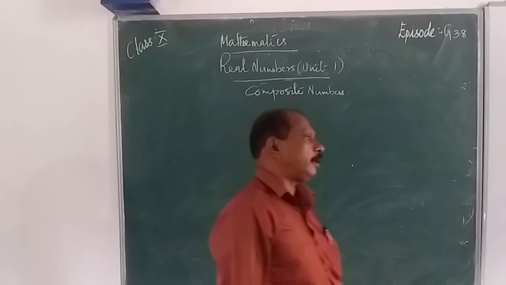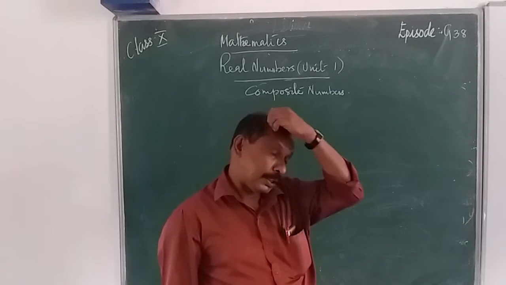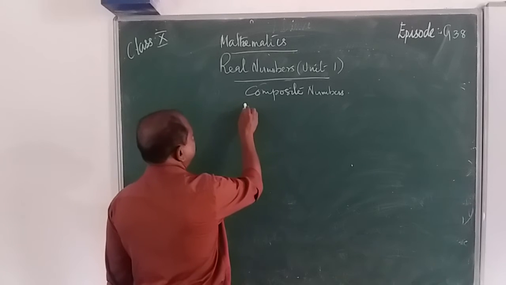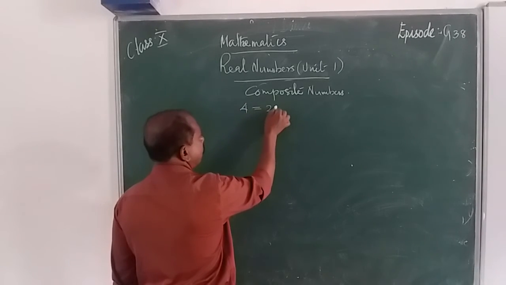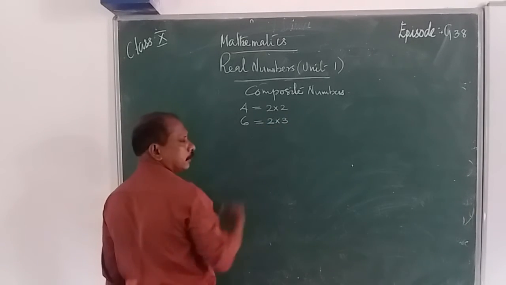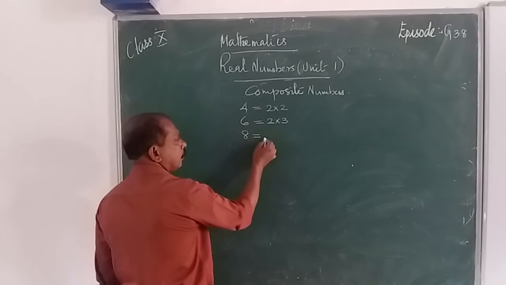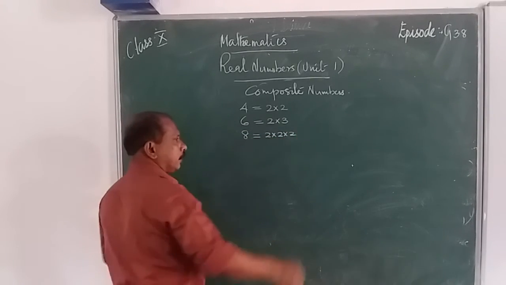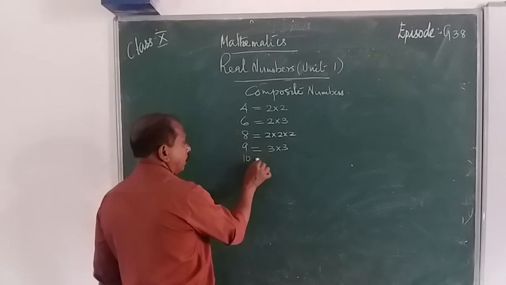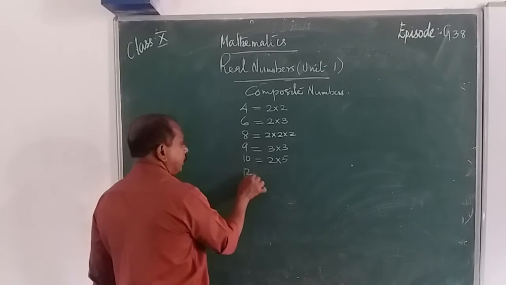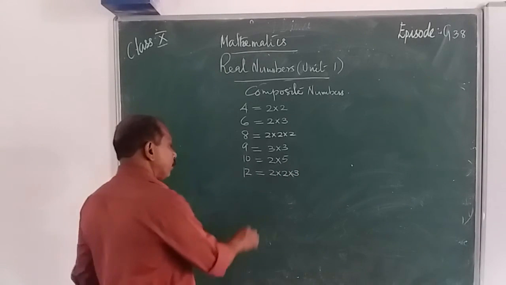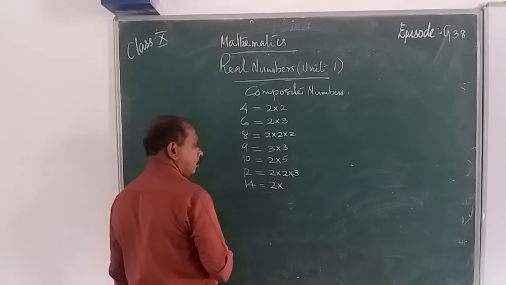Any positive number that is not a prime is known as a composite number. 4 is a composite number, equal to 2 into 2. 6 is equal to what? 2 into 3. 8 is equal to what? 2 into 2 into 2. 9 is equal to what? 3 into 3. 10 is equal to what? 2 into 5. 12 is equal to 2 into 2 into 3. 14 is equal to 2 into 7.